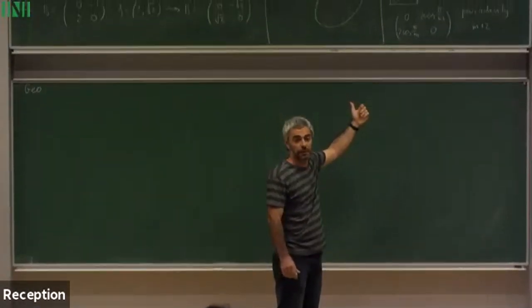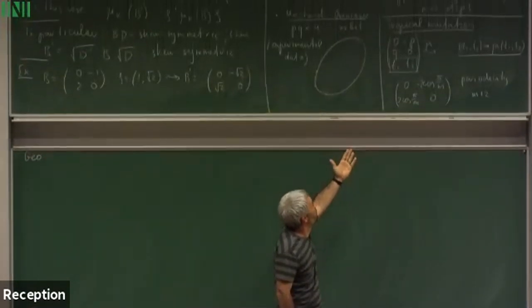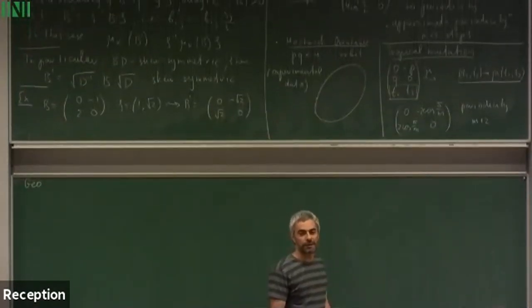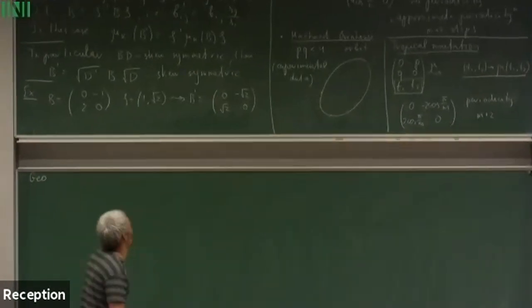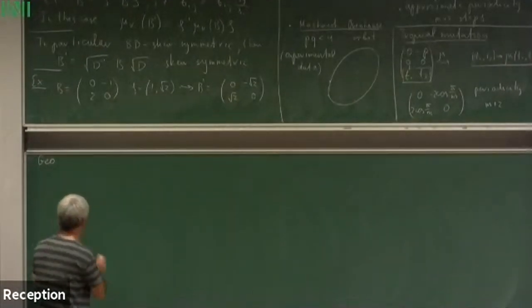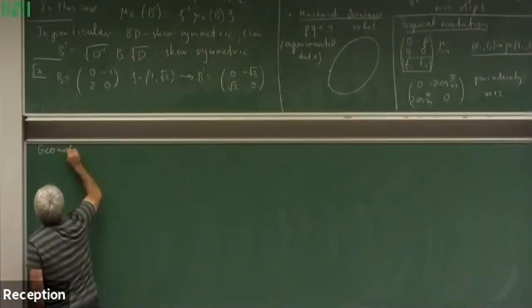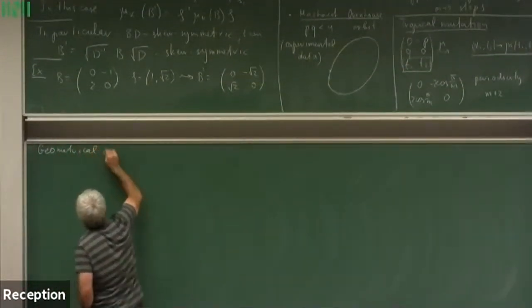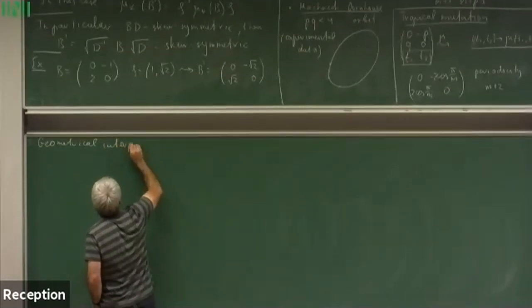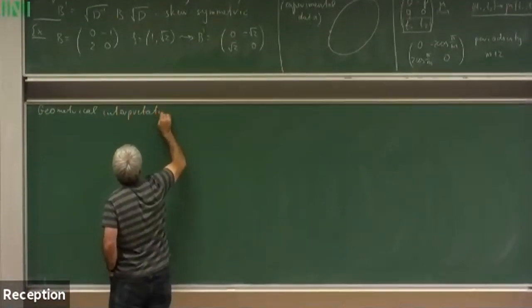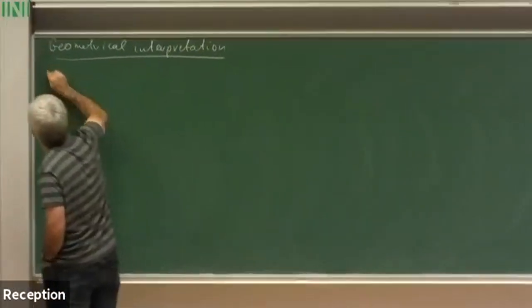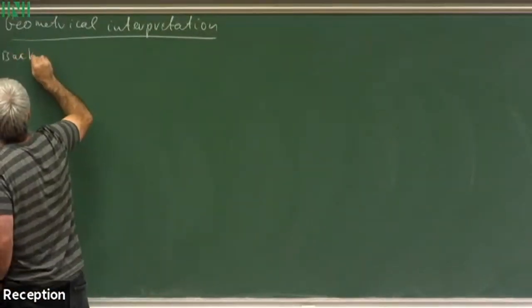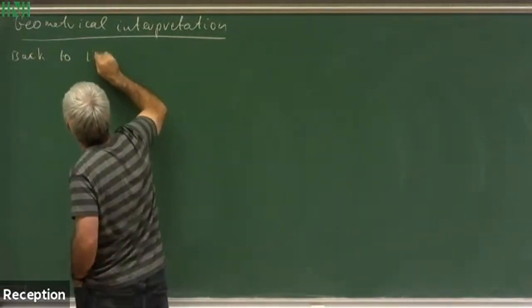Consider the case m equals 3. This gives you A2. Some geometrical interpretation. So let us come back to the integer case.